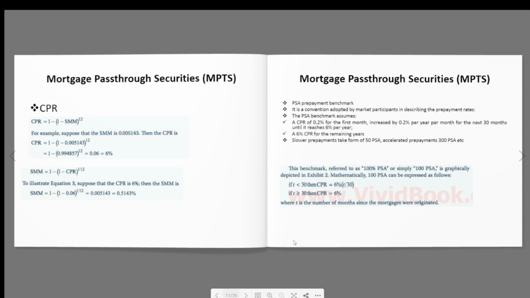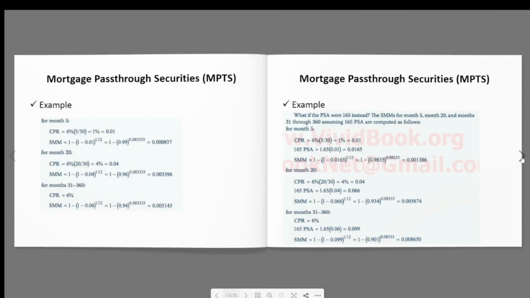This benchmark, referred to as 100% PSA, simply 100 PSA, can be graphically depicted, and the 100 PSA can be expressed as follows: where T is less than 30, then CPR is equal to 6% multiplied by T divided by 30. If T is greater than or equal to 30, then CPR is equal to 6%, where T is the number of months since the mortgages were originated.